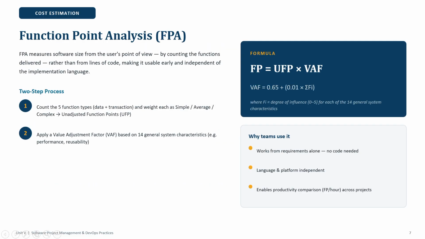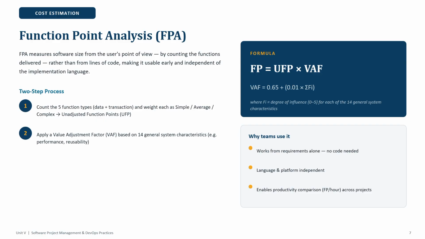Now, what is FPA, function point analysis? This is the formula of FP: UFP times VAF, where Fi is the degree of influence, 0 to 5, for each of the 14 general system characteristics. Why do teams use it? It works from requirements alone. No code is needed. It is language and platform independent and enables productive comparison across projects.